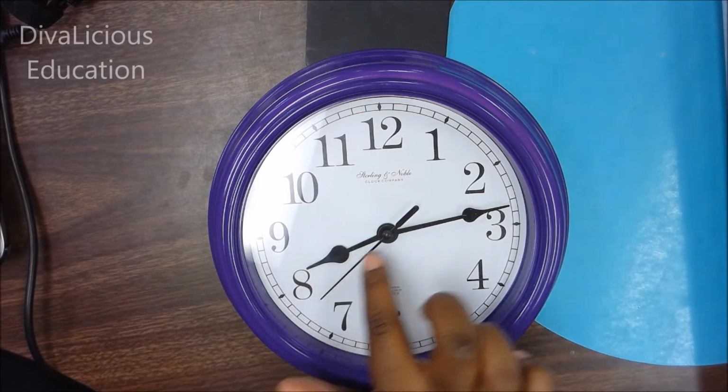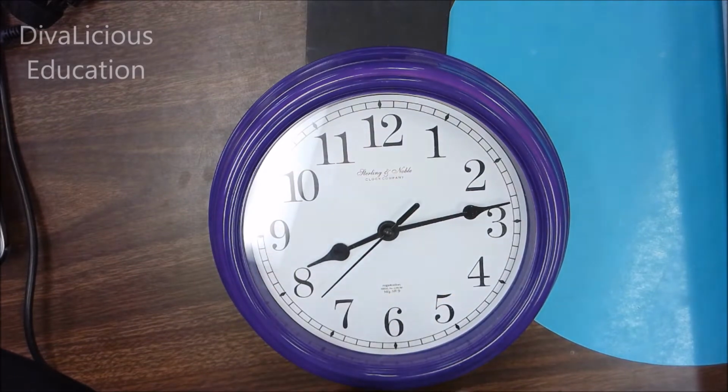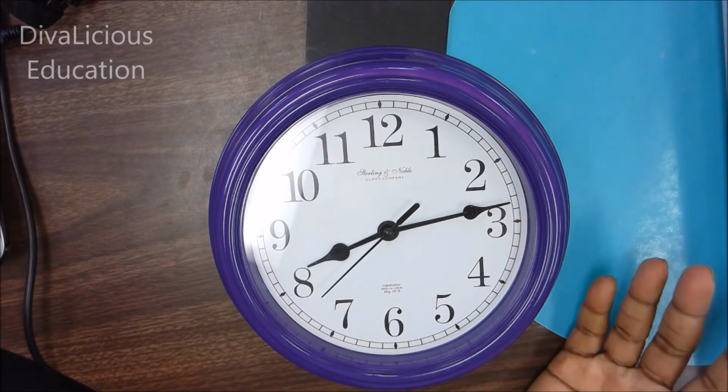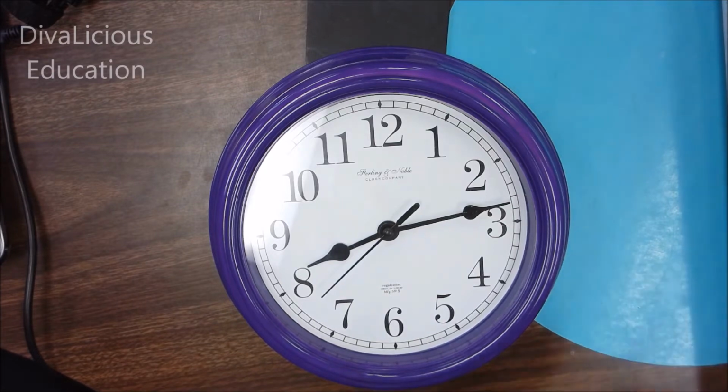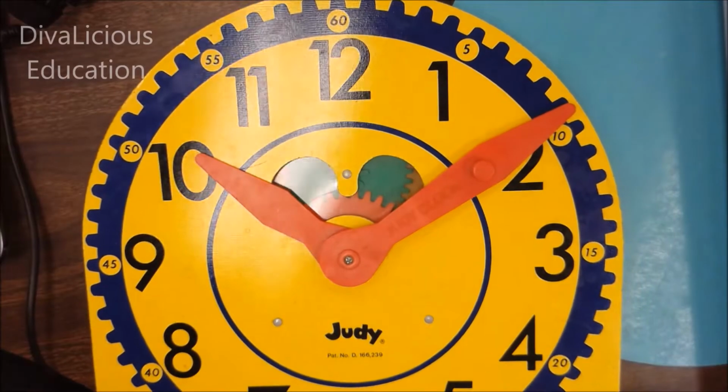The short hand is called the hour hand, so it will point and be in the space that belongs to that hour. And then the longer hand is called the minute hand, and it's the numbers that we use to tell the minutes within the hour. So we're really going to be using the Judy clock today.